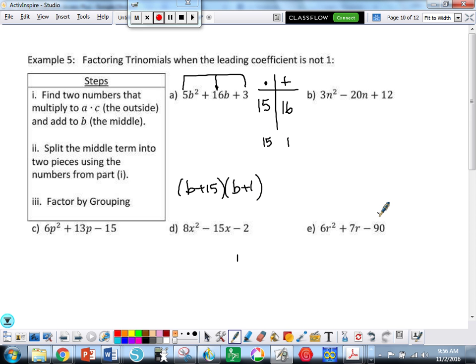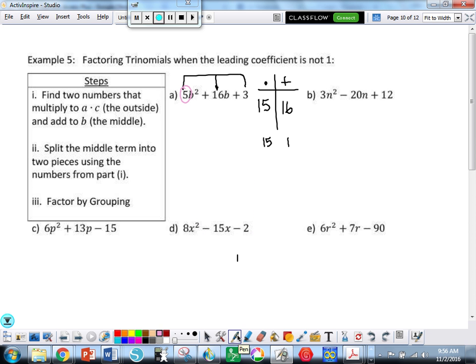But if I were to re-multiply this back out and undo the factoring process, I would get a b squared, right? I want to get a 5b squared. So this is not right because I wouldn't get the 5 where I needed it to be. So you have to do something else.